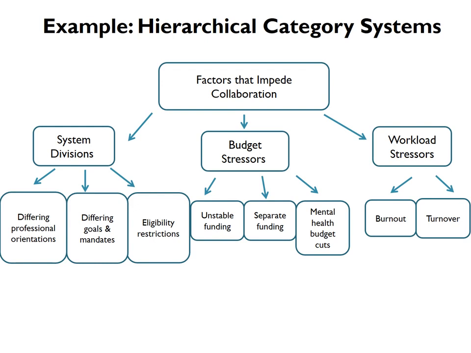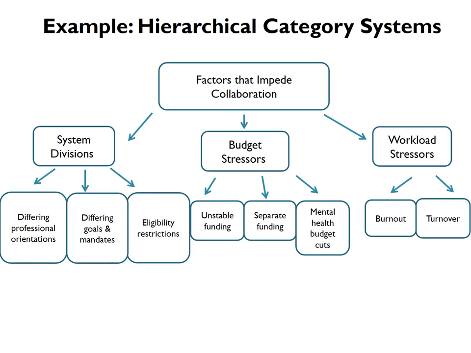For example, themes in qualitative research may cluster into hierarchical category systems so that one larger category includes several smaller subcategories. This figure represents the themes that were identified in a qualitative research study that explored how public child welfare and mental health systems collaborate with each other.